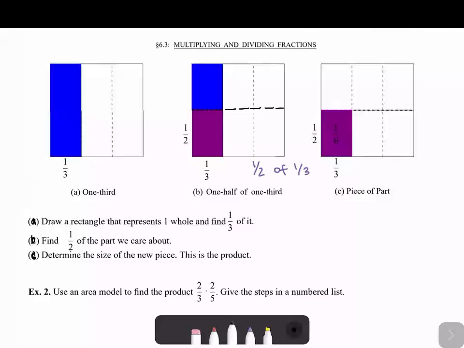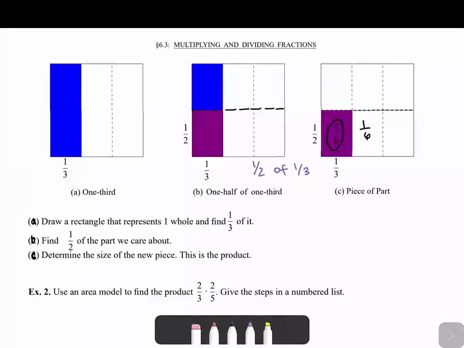So this is how we get this 1/6 right here, because each of these is 1/6. We divided our rectangle into 6, and one of them is shaded. So that's what we have here. And this is how we use an area model to find a product. So we're going to do another example of this where we write everything out.